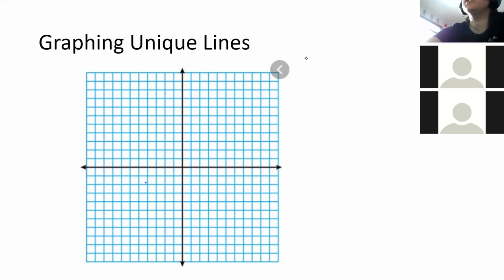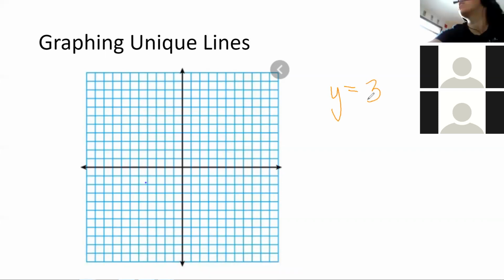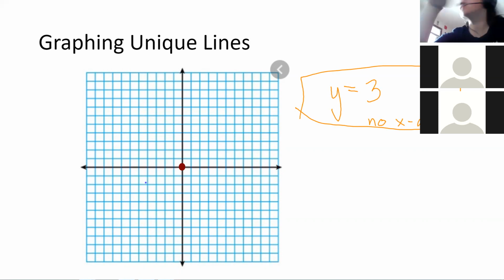Okay, the first unique line that we want to talk about is y equals 3. This line is kind of crazy because this is the equation of a line. What is it missing? What does it not have? The x-axis. There's nothing with the x-axis. So since there's no mention of the x-axis, that tells us that it's not touching that x-axis at all.